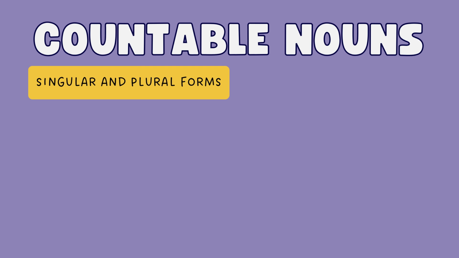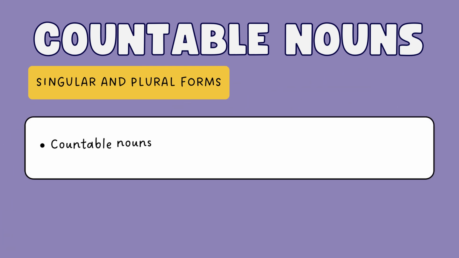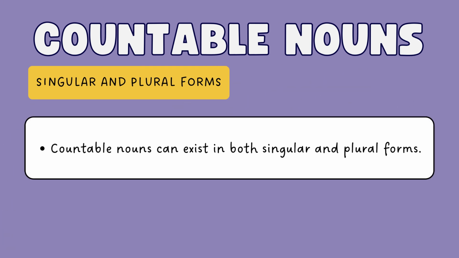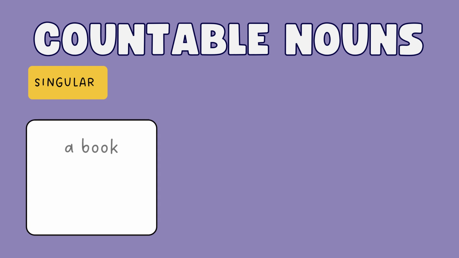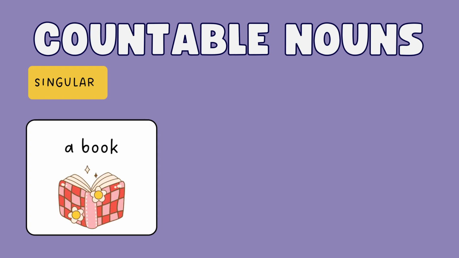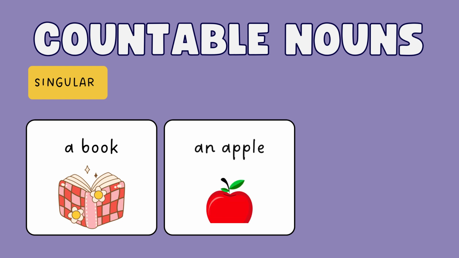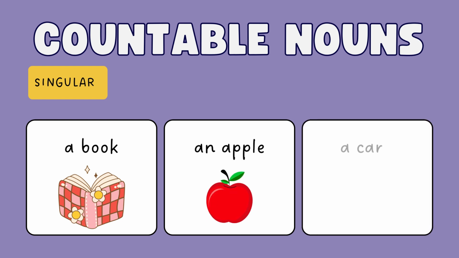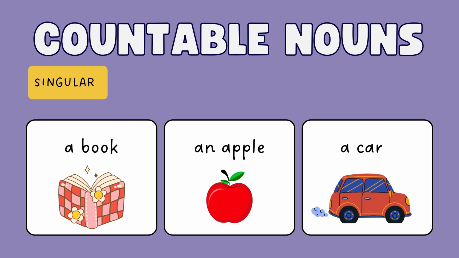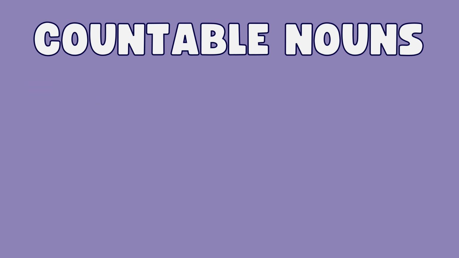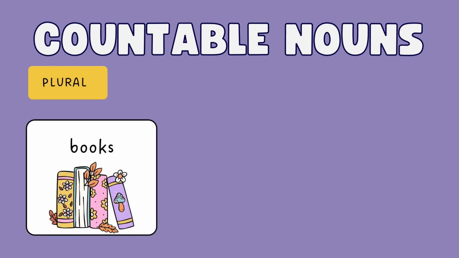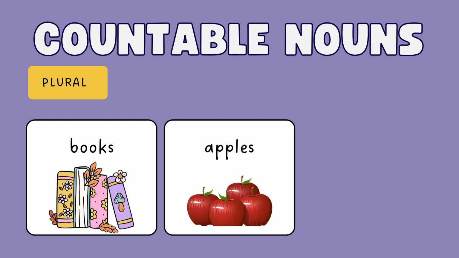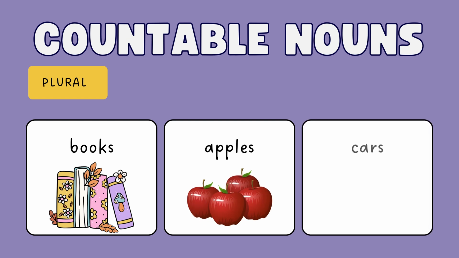Singular and plural forms. Countable nouns can exist in both singular and plural forms. Singular: a book, an apple, a car. Plural: books, apples, cars.